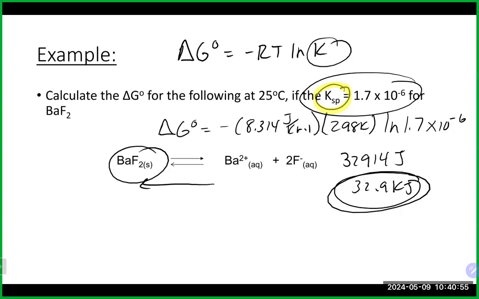So that again, we got a negative value here for our delta G. It probably should not make sense based on the fact that this is KSP, which is a really small K value to begin with. Any questions on that one there?